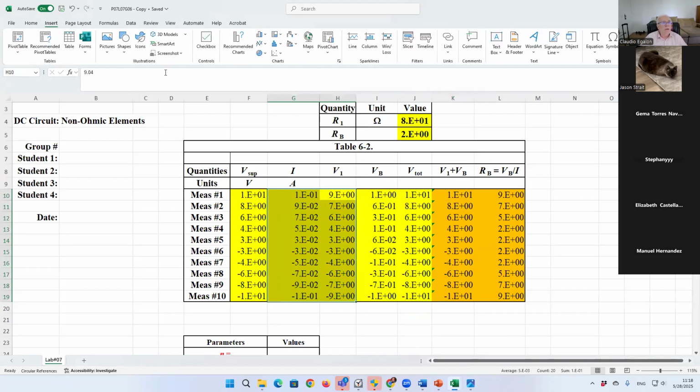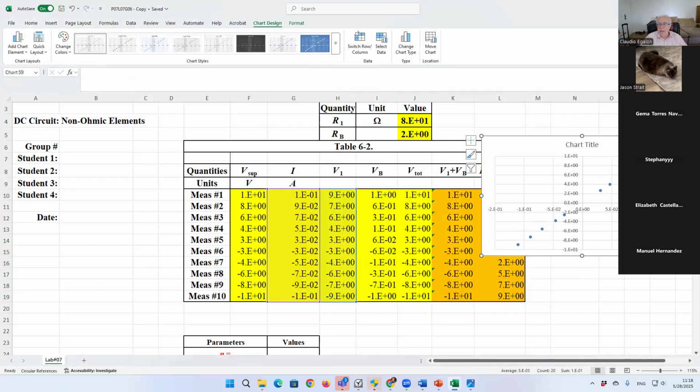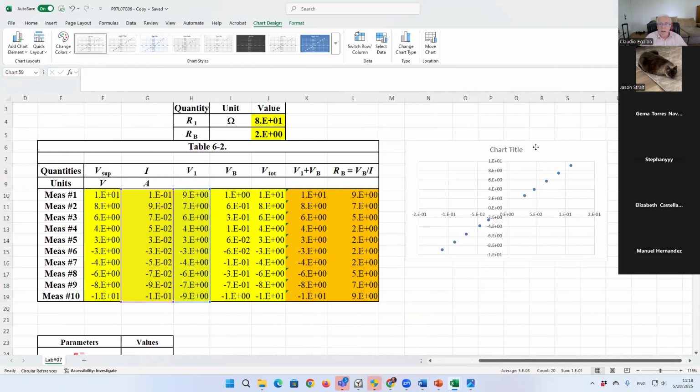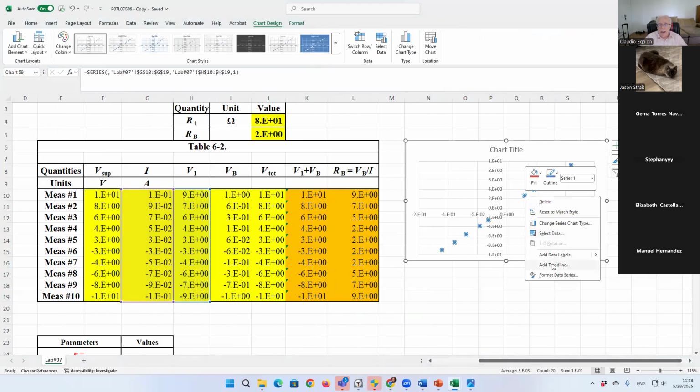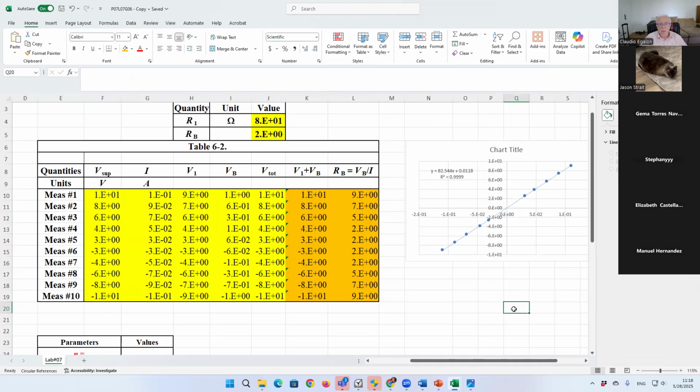Insert chart. Here you go. You can see that because resistor 1 is an ohmic element, the relationship between V and I is linear, right? And of course, you've got to add the trend line here. Display. Okay. Two graphs. Let's make it two graphs.